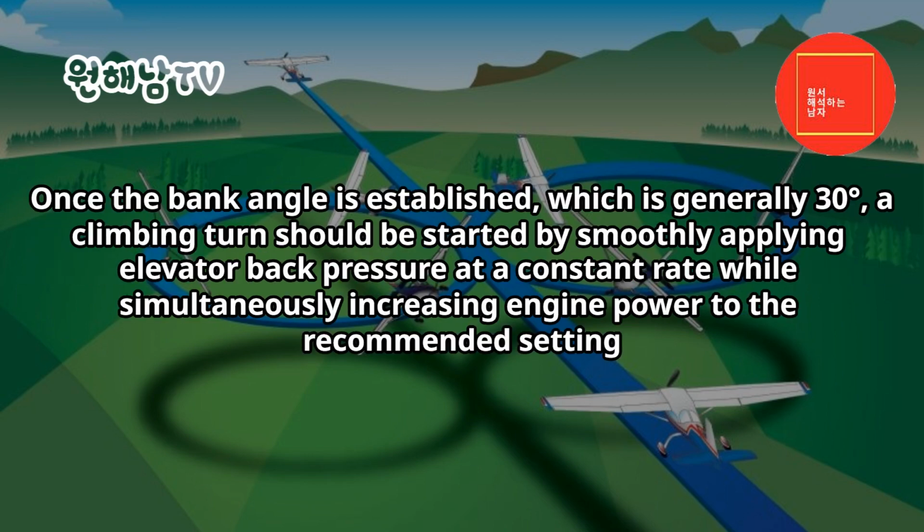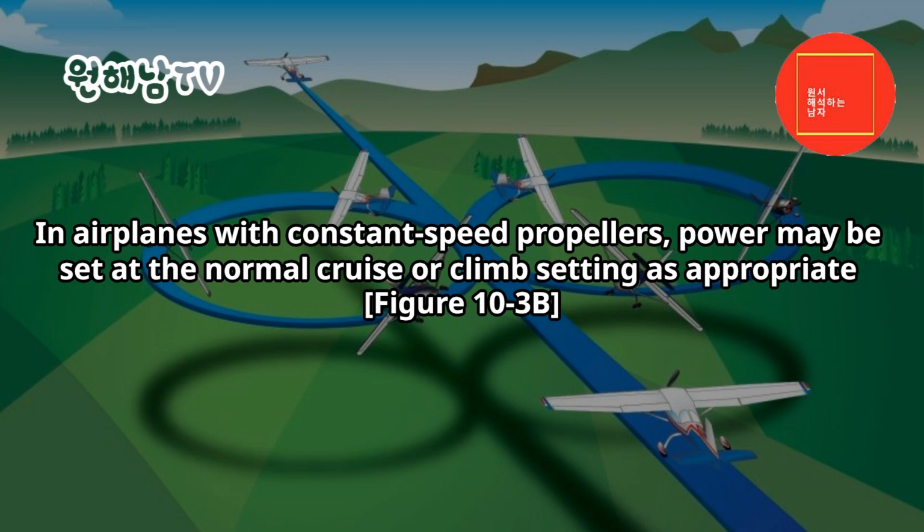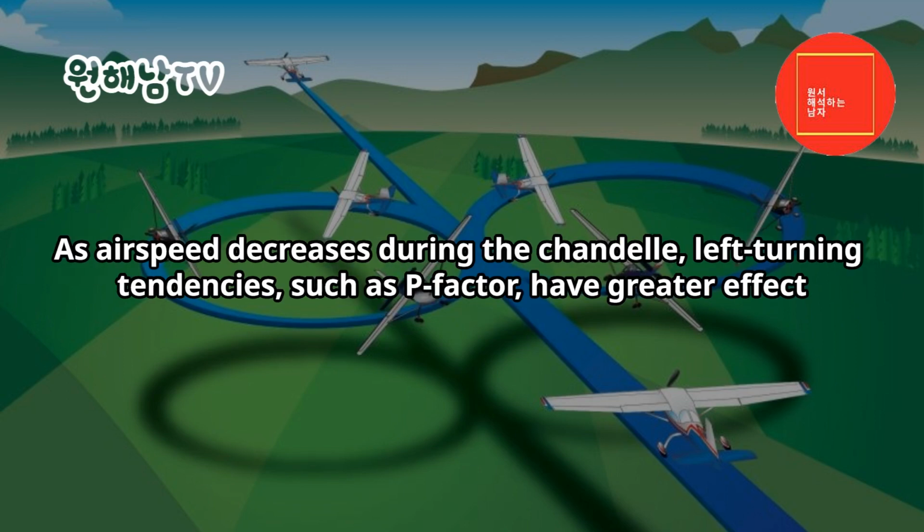Once the bank angle is established, which is generally 30 degrees, a climbing turn should be started by smoothly applying elevator back pressure at a constant rate, while simultaneously increasing engine power to the recommended setting. In airplanes with a fixed pitch propeller, the throttle should be set so as to not exceed rotations per minute, RPM, limitations. In airplanes with constant speed propellers, power may be set at the normal cruise or climb setting as appropriate. Figure 10-3B. As airspeed decreases during the chandelle, left turning tendencies, such as P factor, have greater effect.